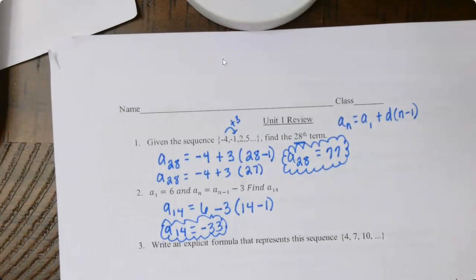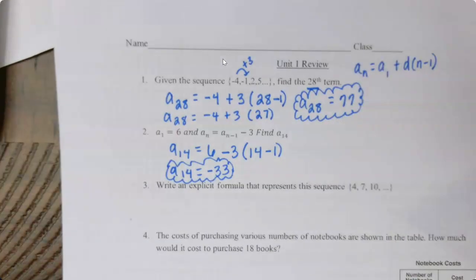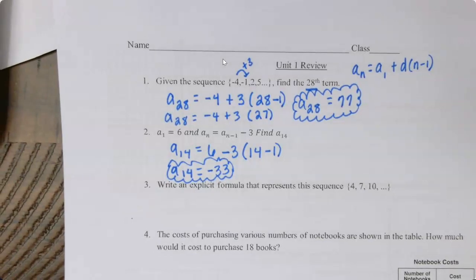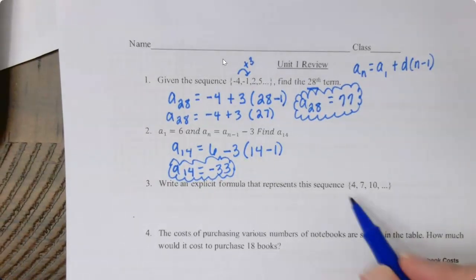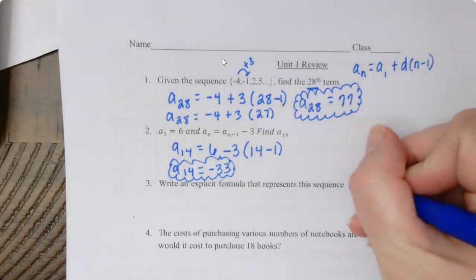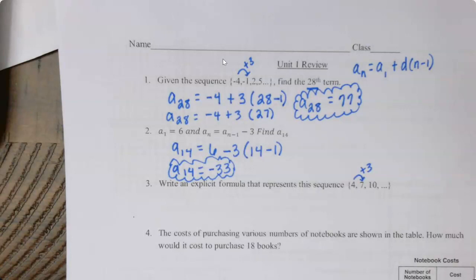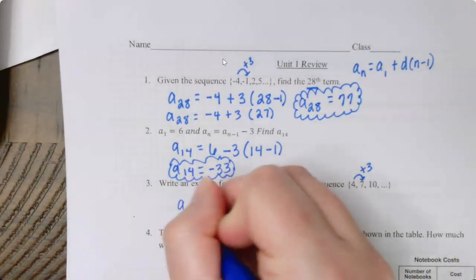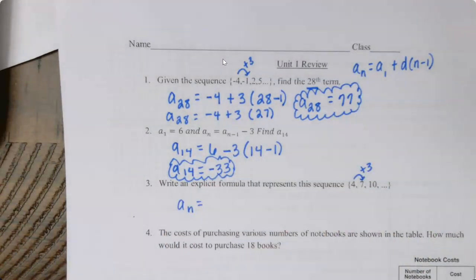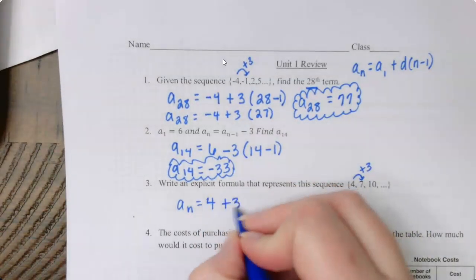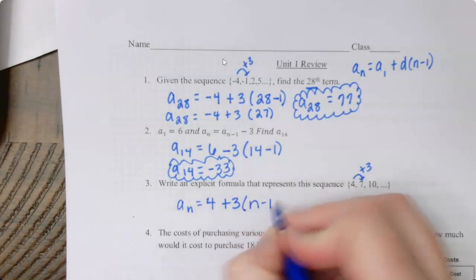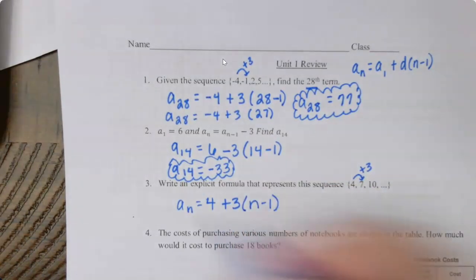Number 3, it says write the explicit formula that represents this sequence. Okay, so first things first, our first term is 4. To get from 4 up to 7, we added 3, so our common difference is 3. And that's basically all you need to write an explicit formula. So we're going to say a sub n equals our first term, which is 4, plus your common difference, which is 3, times n minus 1. And that is your explicit formula.